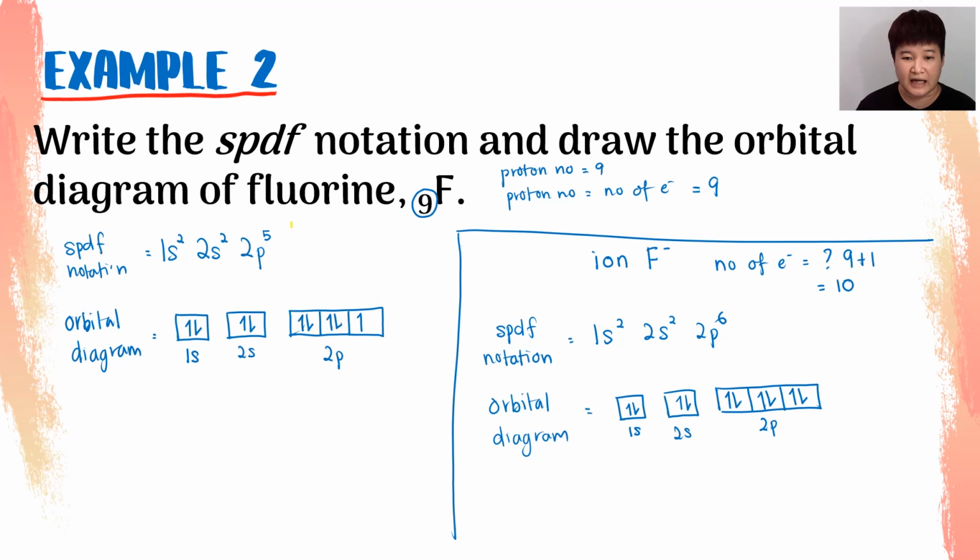And what makes the F and the F minus different is the number of electrons changing from 9 to 10. So when you're moving from 2p5, I'm having 2p6 in the F minus, the extra 1 electron that you put in to form ion F minus. I hope that helps you to understand more.